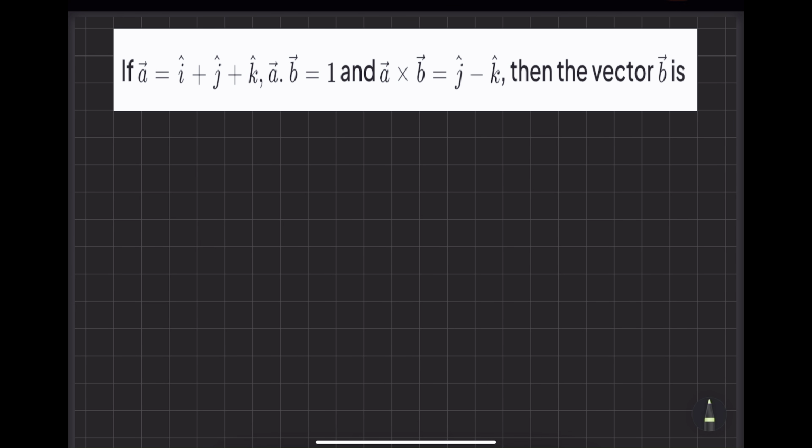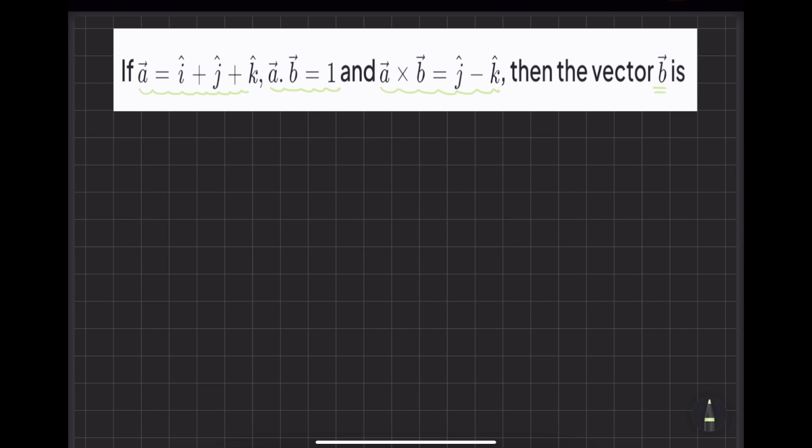So, we got a wholesome new problem which says if vector A equals this, A dot B equals this, A cross B equals this, then find vector B. This is a very unique question. Now, look at this. You know vector A, now you need vector B.